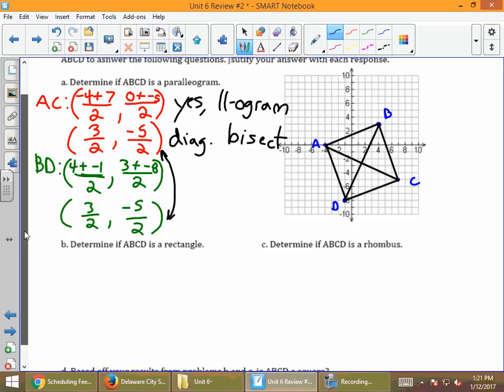So, what angle do you guys want to find? A. Why not? Everyone has chosen A today. Good for you. Way to stick with the course. All right? So we're going to find angle A. Well, what 2 segments make up angle A? First one being AB. Second one being AD. Those 2 make up that angle.